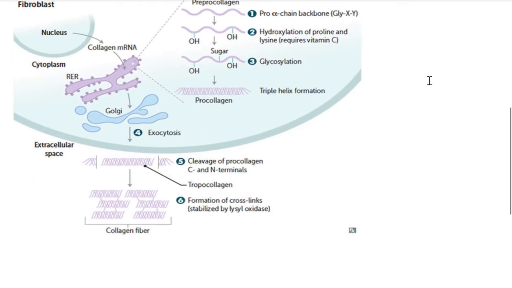Here we're zoomed in on a fibroblast, which are cells that make collagen. Other cells that can make collagen include osteoblasts and chondroblasts.